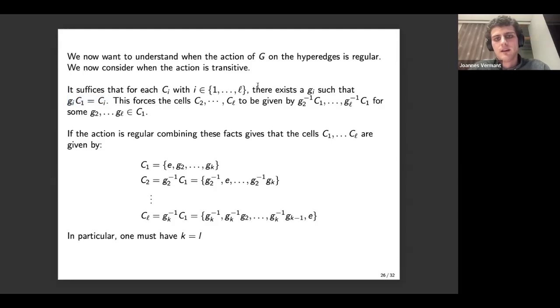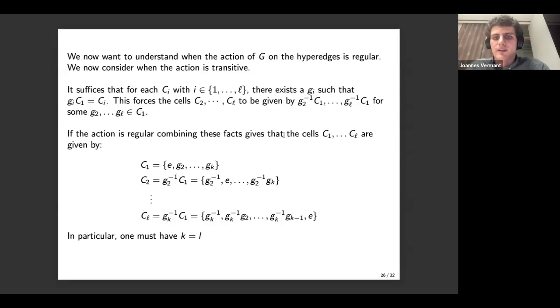And this is the case if the cells C2 up to Cl are given by G2 times C1, G2 inverse times C1, up to GL inverse times C1, for some group elements G2 up to GL, which are contained also in this cell C1.